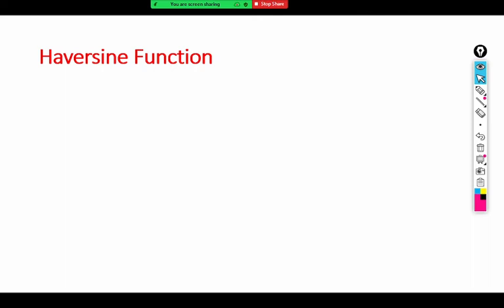Okay, so this one is our session number 2 on spherical trigonometry. We are going to start our main topic today. Last session was just a prerequisite of spherical trigonometry. The most important thing that we learned in the last session is that every spherical triangle has a total of 6 components.